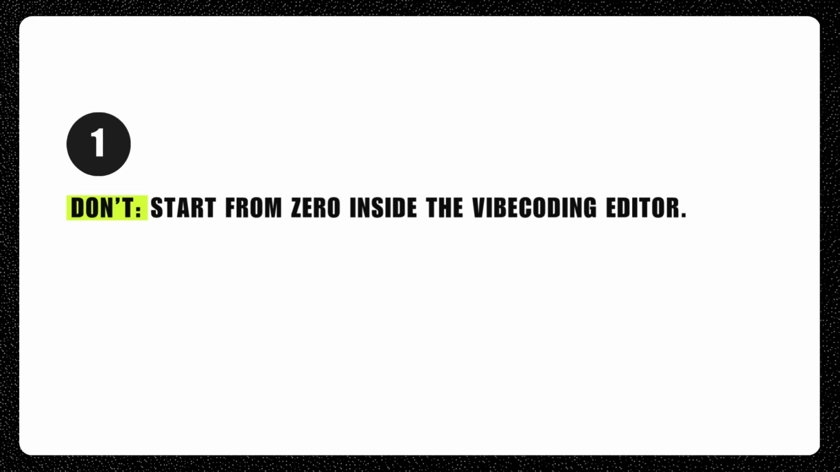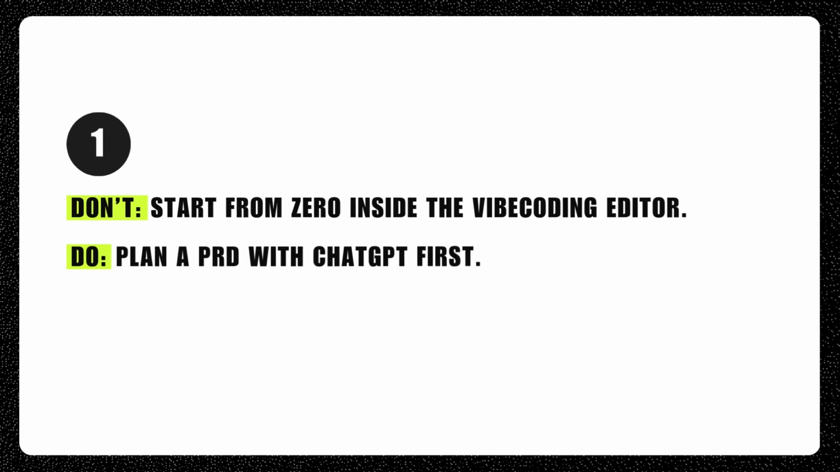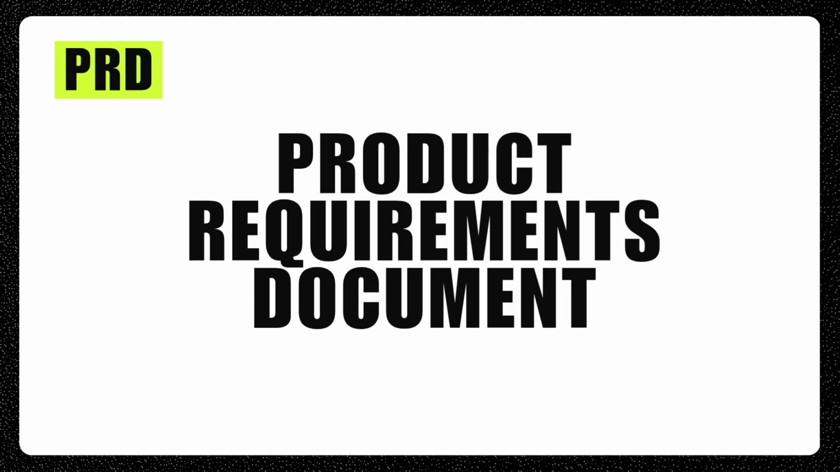Let's go. Don't start from zero inside the vibe coding editor. Do plan a PRD with ChatGPT first. When you have an idea of something you want to build with vibe coding, don't just jump headfirst into the vibe coding platform. It will make you waste time, credits, and you will end up with half-baked features. Instead, go and write a PRD, a product requirements document, using ChatGPT or whichever AI you're already using.